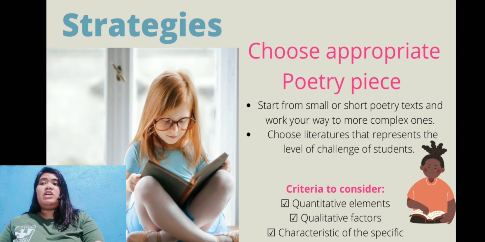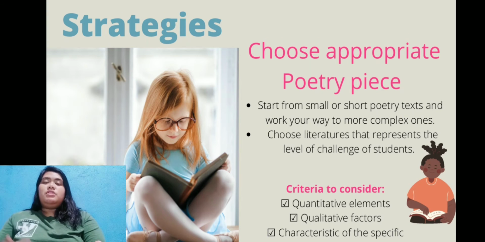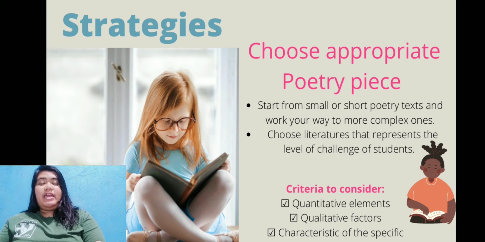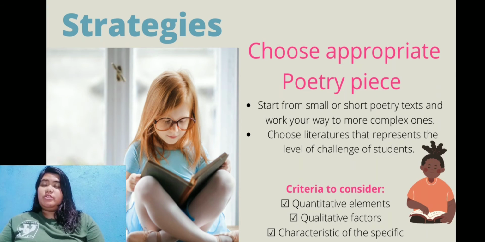First is to choose the appropriate literatures for your students. According to the New York State Department of Education, we can follow these three criteria in choosing literary text. First is the quantitative elements of a text, such as the word length, word frequency, and sentence length. If you're teaching in high school, it is okay to choose literature that have complex words to increase your students' vocabulary or skill in context clues.